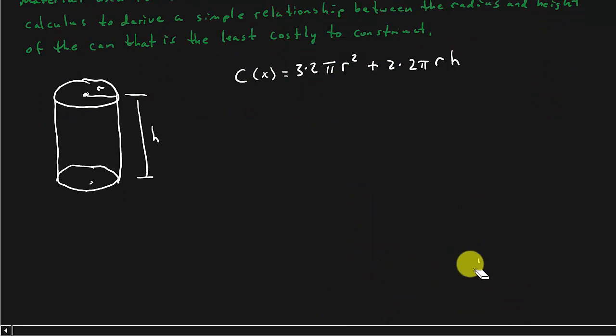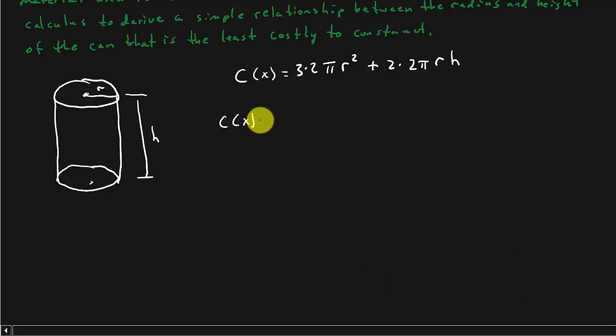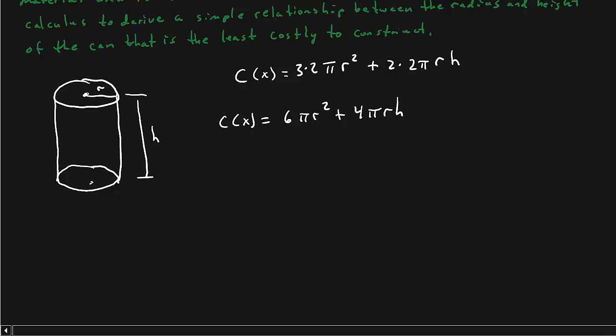And so now I have my cost function is 6 pi r squared plus 4 pi r h. Now, notice our cost function is in terms of r and h. Well, I want to either get it all in terms of r or all in terms of h. Let's get it all in terms of r. Well, what do we know?